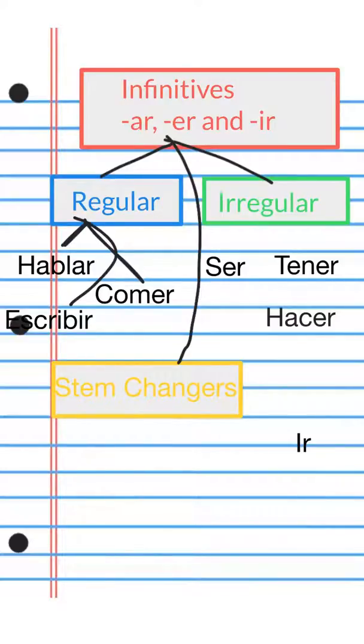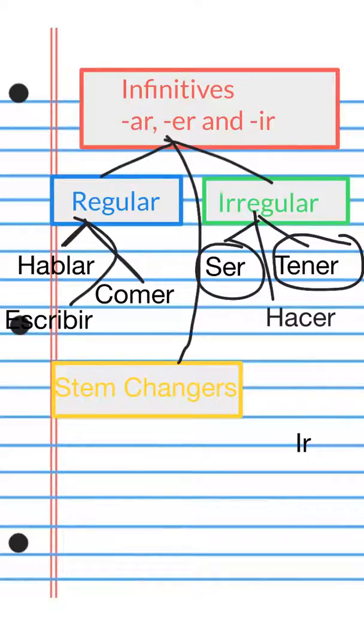Over on the irregular side, we have the verb ser, which means to be, which we have discussed in this course. We also have the verb tener, and we have the verb hacer. The verb ser is a completely irregular verb because every conjugation is different and does not follow much of a pattern.